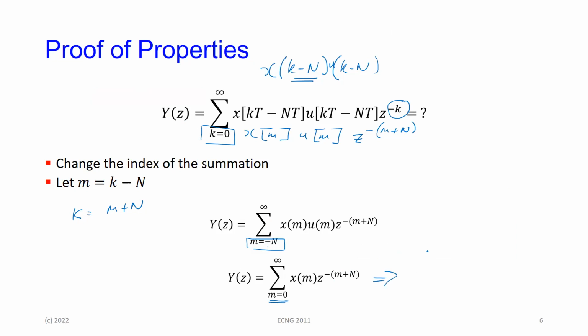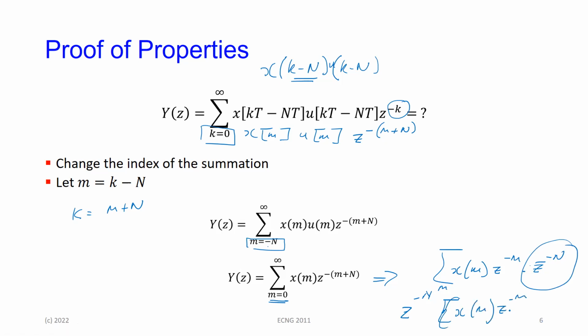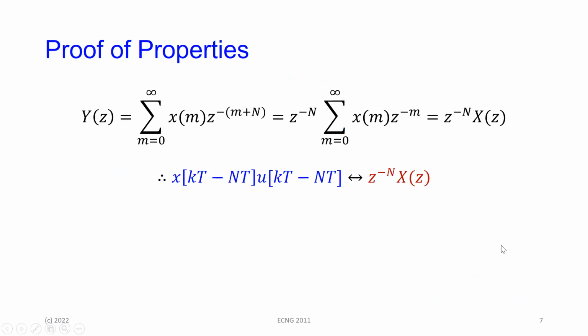Notice that this now is x(m) z to the minus m, and I have a z to the minus n inside of here. The summation is over m, so I can take this out. So this is simply z to the minus n times the sum of x(m) z to the minus m. And this is the definition of the z transform. That is just simply X(z). All right? Make sense?